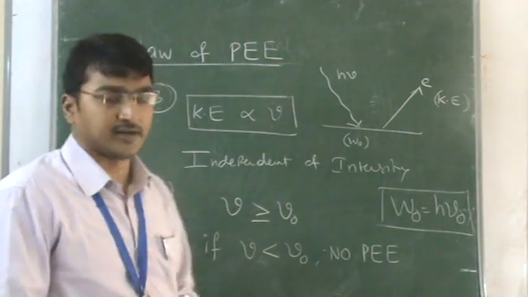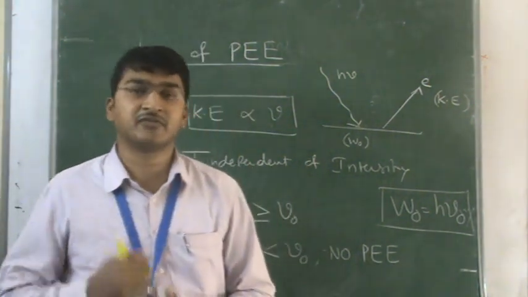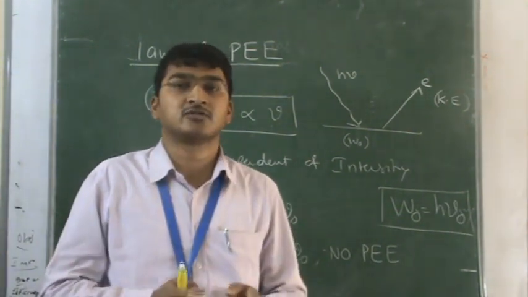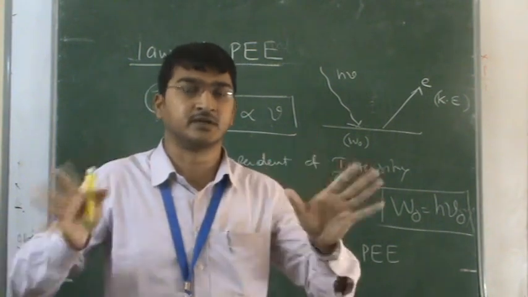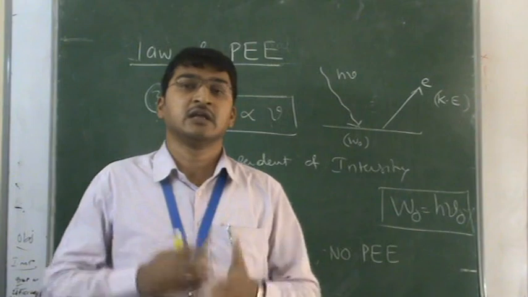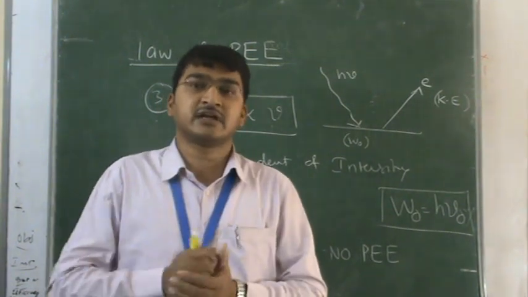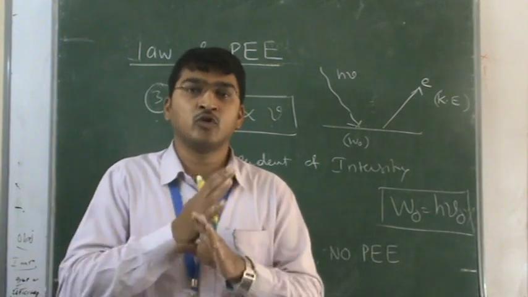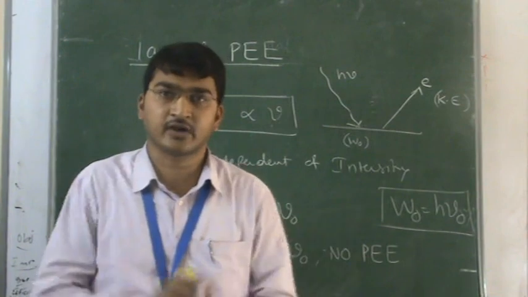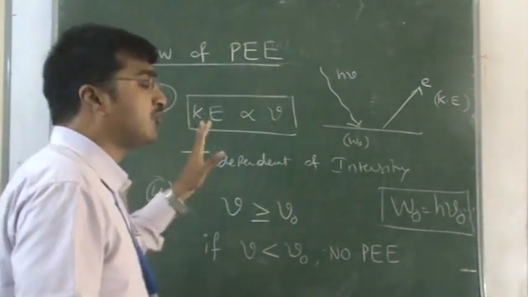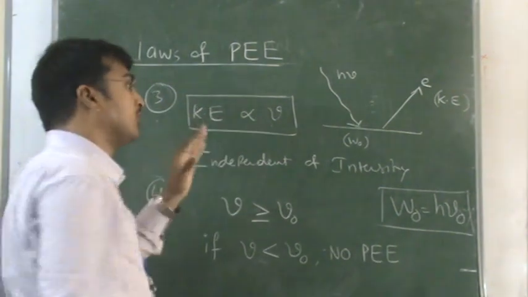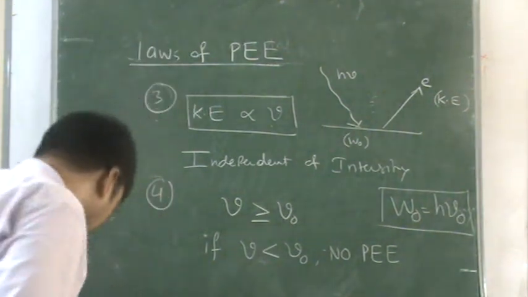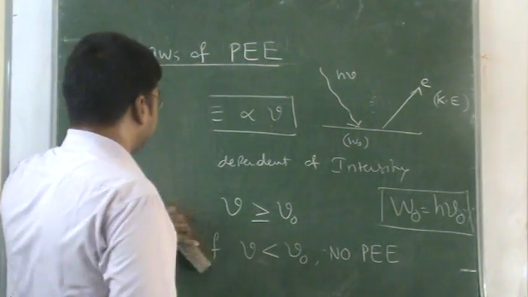Next, the fourth one. If the frequency of incident light is less than the threshold frequency, no photoelectric effect is observed. Fourth point, make a note of it. So these are the four laws of the photoelectric effect. Now we'll discuss a few graphs regarding it. The first graph.